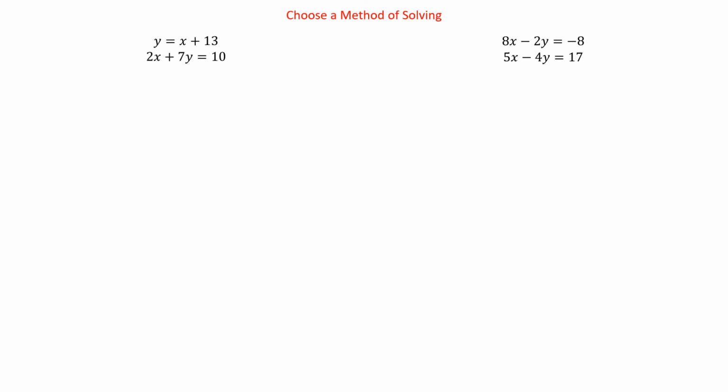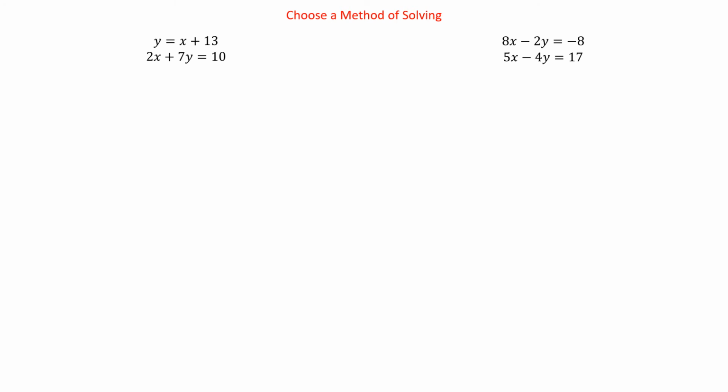So, we have two problems. We have y equals x plus 13 and 2x plus 7y equals 10. And then we have 8x minus 2y equals negative 8 and 5x minus 4y equals 17. So, what's different between these two? In the second one, both of them are in standard form. We have the x and y's on the same side of the equal sign, which, if you've noticed, has been the case for every single problem we've done today. You want the x's and the y's on the same side of the equal sign.